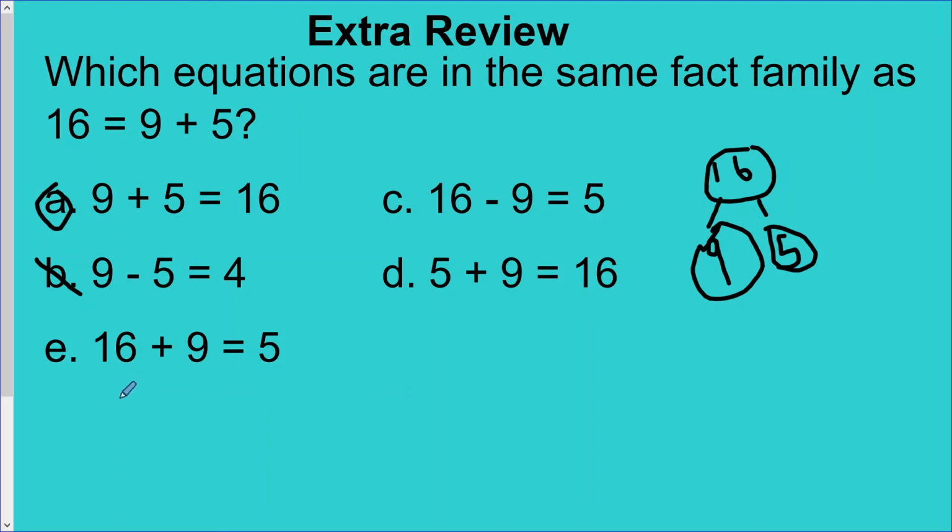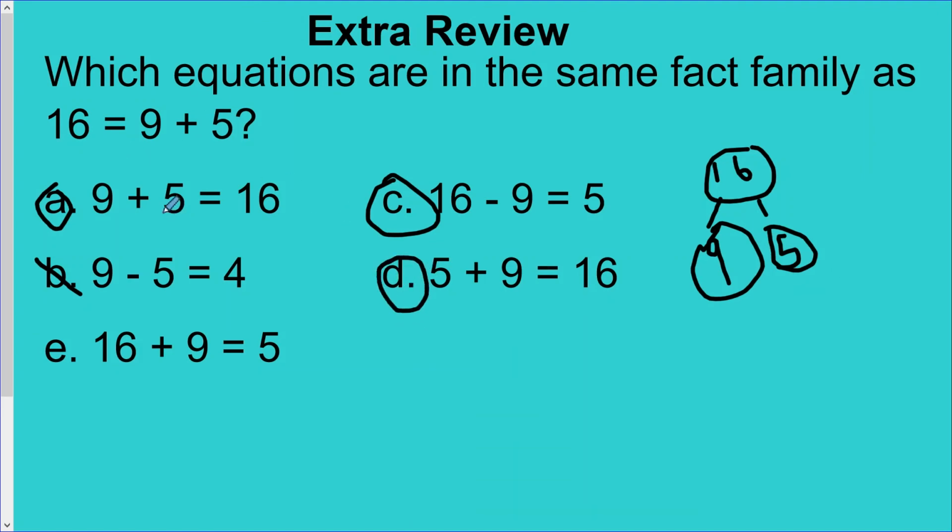So now we have over here C, 16 minus 9 equals 5. Well, if I have 16, I take away 9. Does it equal 5? Yes, those are the correct 3 numbers in our fact family. Down here we have 5 plus 9 equals 16. Yes, those would be in my fact family, right?